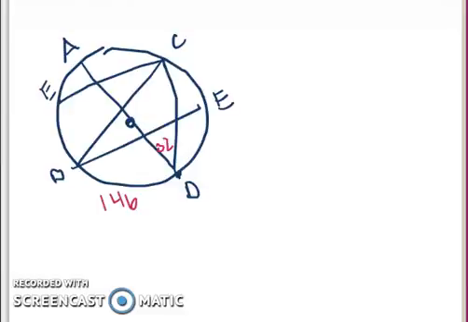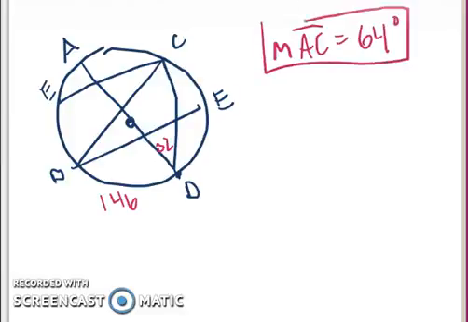Okay, so it says solve for the measure of AC. If you look here, when we look at AC, it's opening to 32, so we're just going to double 32 and get 64 degrees. So 32 opens right up to AC, which is 64, double.